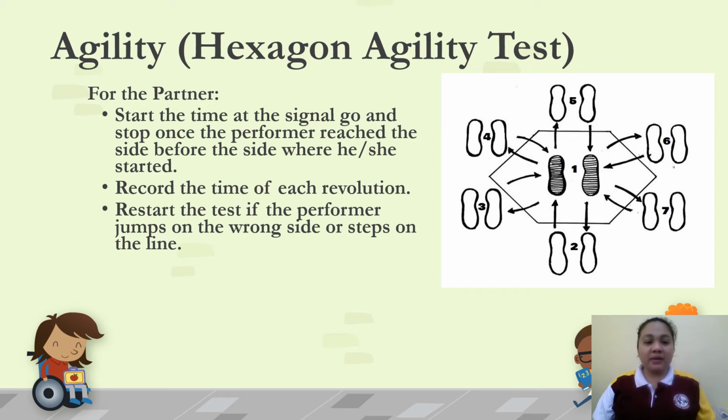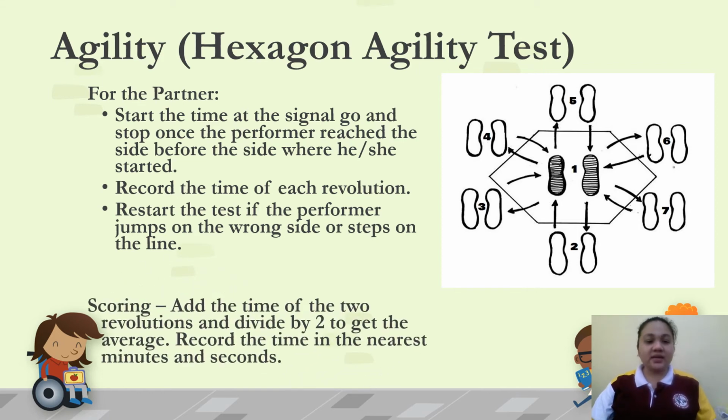Then, kung halimbawa naman po, natapakan nyo yung linya, hindi rin po pwede yun. Re-restart ulit natin yung test. Then, for the scoring, add the time of the 2 revolutions and divide by 2 to get the average. Record the time in the nearest minutes and seconds.